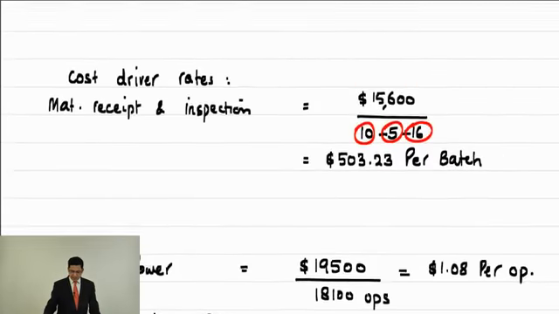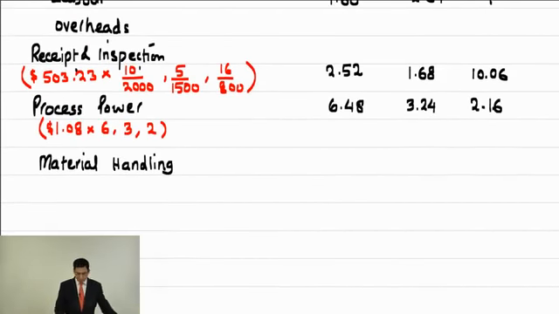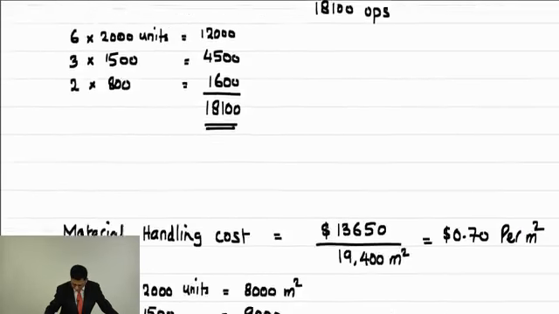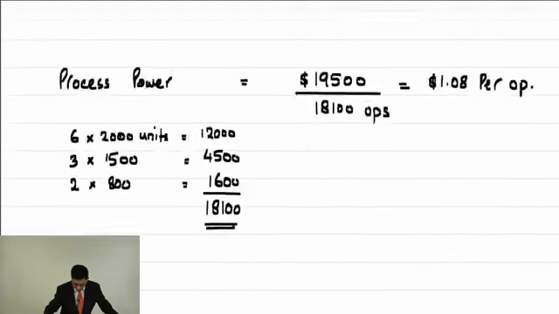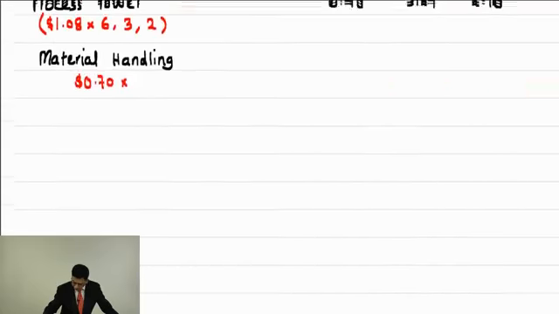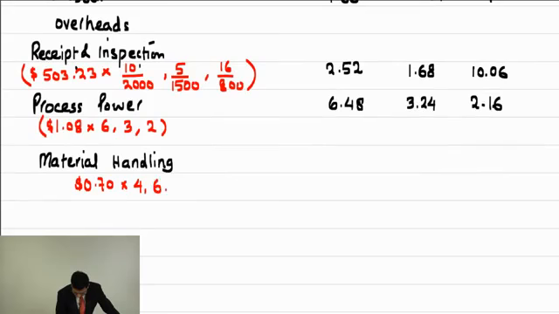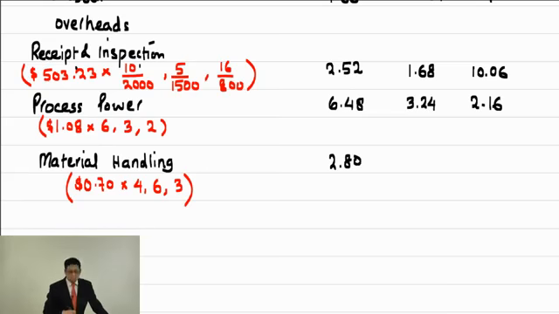And here is linking this answer to the products X, Y and Z. So 0.7 times, remember how many square meters in 1x? 4, 6 and 3 respectively. So 4 times 70 cents is 280, 6 times 70 cents is 420, and 3 times 70 cents is 210.